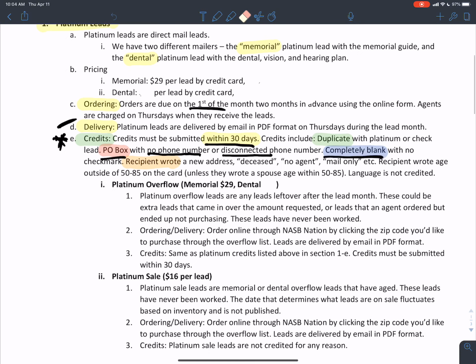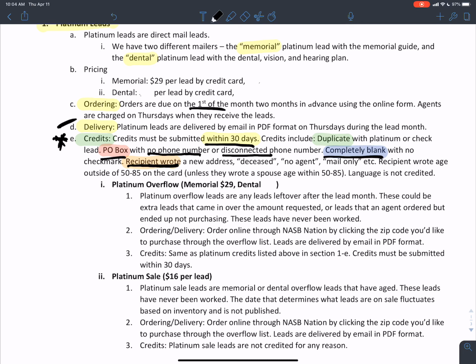Okay, what was next? Recipient wrote, another one. If they wrote on the card, okay, so we mailed it to one address, it got forwarded to their new address. They write on the address a new address that's outside of your area, which I think is 30 miles. If it's outside of your area, say they moved across the state or moved across the country, and they wrote the address on there, okay, you can get a credit for that. Again, they have to write the address. We can't take agent's word for anything. That's why we have to be pretty strict with this.